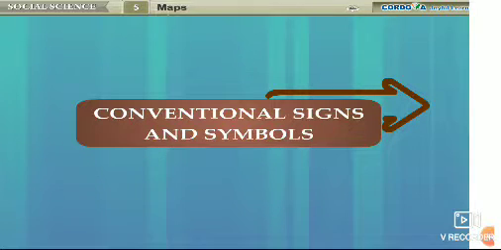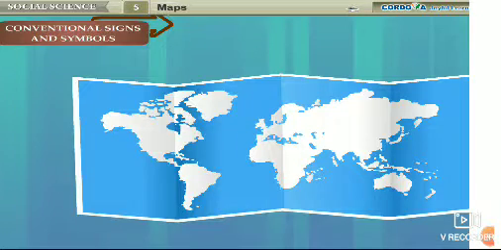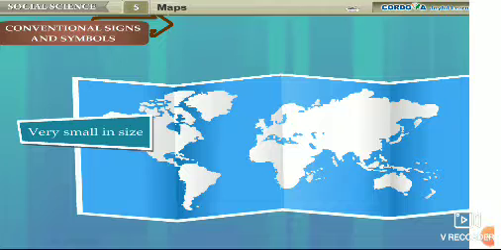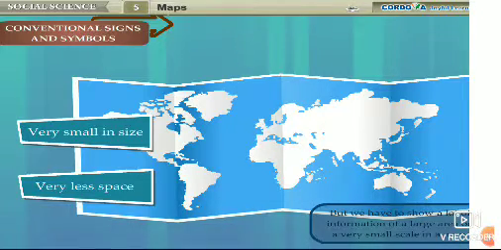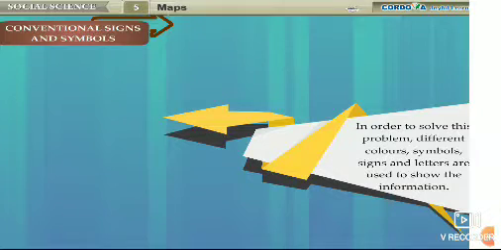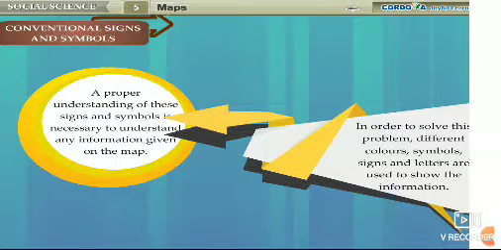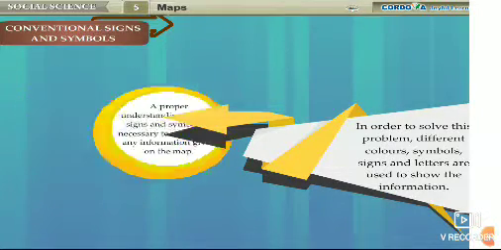Conventional signs and symbols. The maps that we use are very small in size and contain very little space. But we have to show a lot of information of a large area on a very small scale in a map. In order to solve this problem, different colors, symbols, signs and letters are used to show the information. A proper understanding of these signs and symbols is necessary to understand any information given on the map.